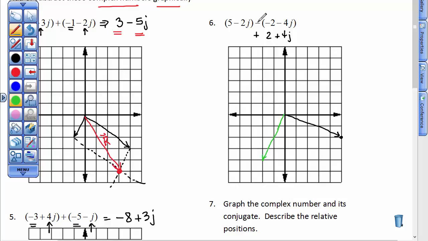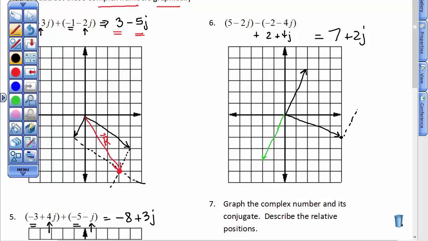However, I want to subtract that vector. So when I subtract a vector, I add the opposite. So I would have had to have gone in the opposite direction of the green line, which is to the right 2 and up 4. Again, this 5 and this 2 will add to be 7. This -2j and this 4j will add to be 2j. I know my answer should be out where x is a +7 and y is 2.